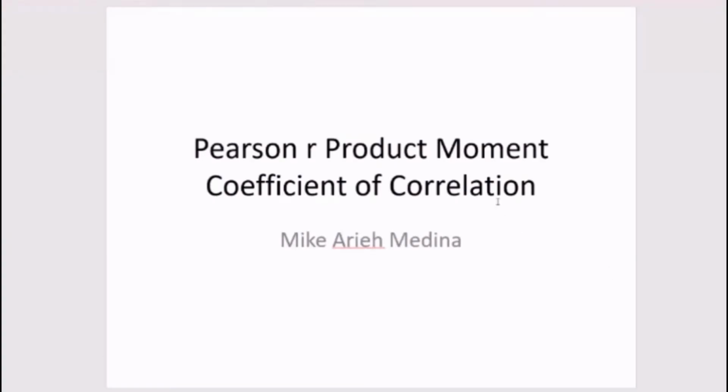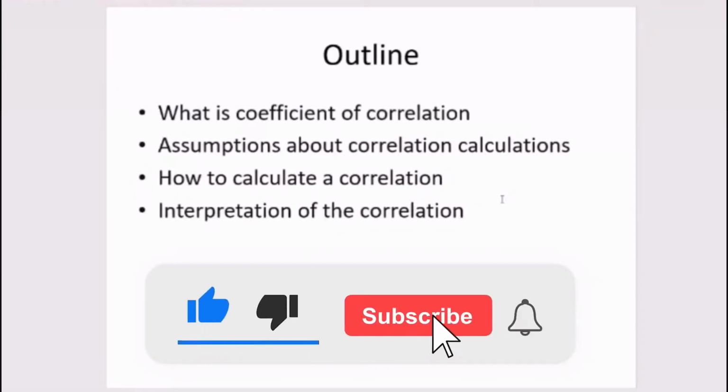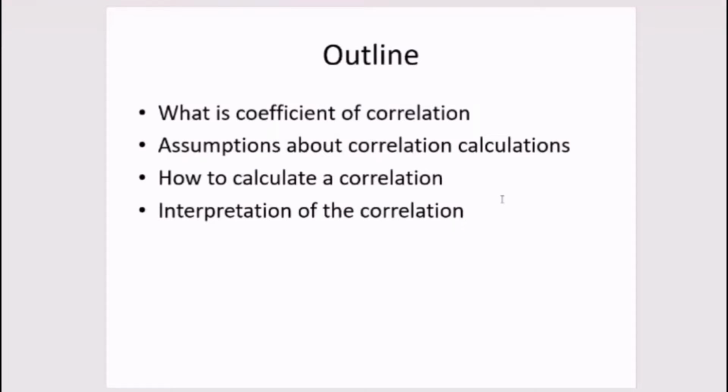Pearson R product moment coefficient of correlation. So in the outline of this part of this discussion, we'll talk about the coefficient of correlation. What is this? And then the assumptions about correlation calculations, meaning what are the requirements that we could assume so that we can proceed to this particular calculation. And then how to calculate, the manual calculation, and how to interpret.